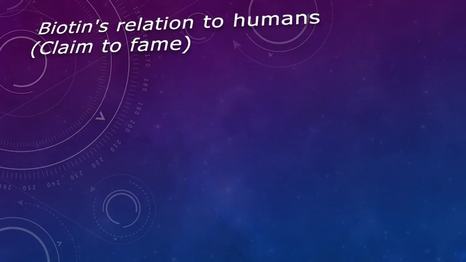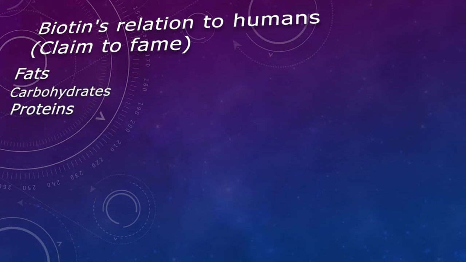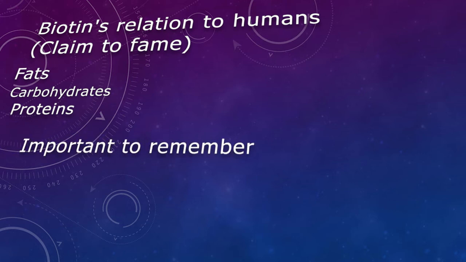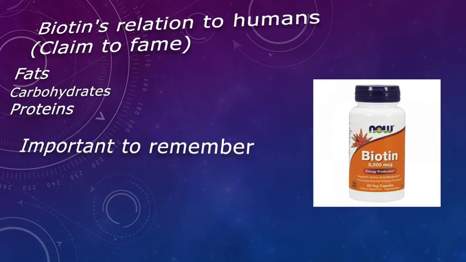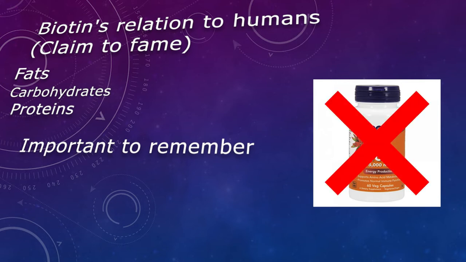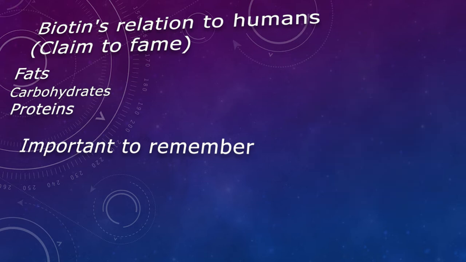We're now going to move on to biotin's relation to humans, where it serves the primary function of breaking down fats, carbohydrates, and proteins. It is also important to remember that we do not take additional supplements unless our doctor tells us to, because the food that we eat already contains enough vitamin B7, or biotin, to sustain ourselves.